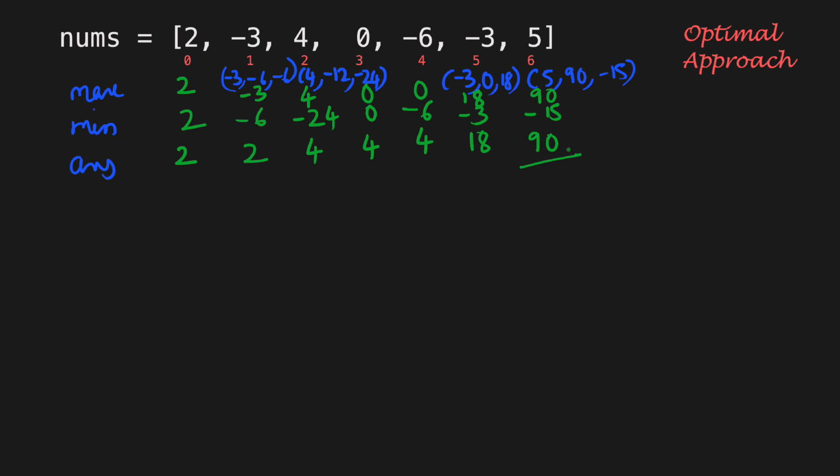Now, the time complexity of this approach is O of n because we go through each element in the array only once. And in terms of space complexity, it will be O of 1 because we are using few variables like maximum product, minimum product, and answer to keep track of values.